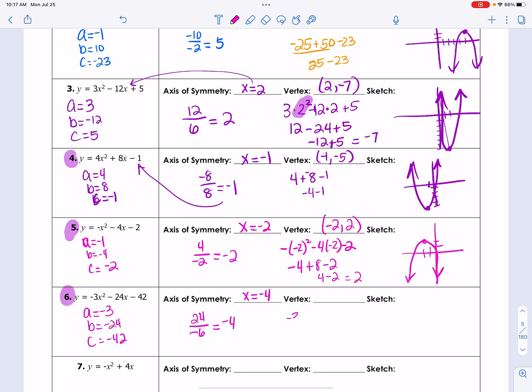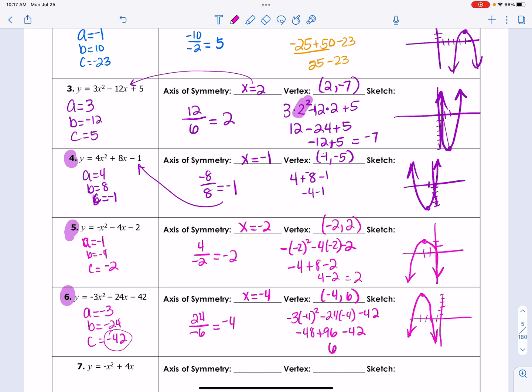Okay, plug that in: negative 3 times a negative 4 squared minus 24 times a negative 4 minus 42. Negative 4 squared is a positive 16, but then you're multiplying it by negative 3. So that's a negative 48 plus 96 minus 42. If you put all that together, you get 6. So your vertex is at negative 4, 6, and it's going down. And that's where this C comes in, because it's going to hit way down at negative 42.